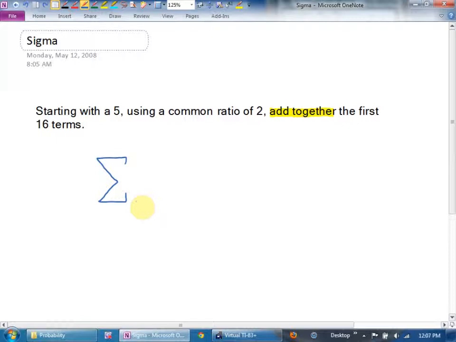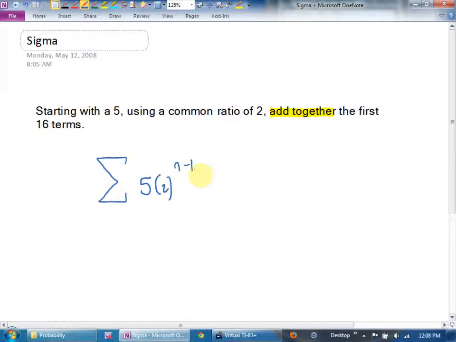Starting with the what? 5. What's R here? 2 to the n minus 1. Does that part look a little bit familiar? Can you see a r to the n minus 1? Okay. How would I tell the person to add together the first 16 terms?